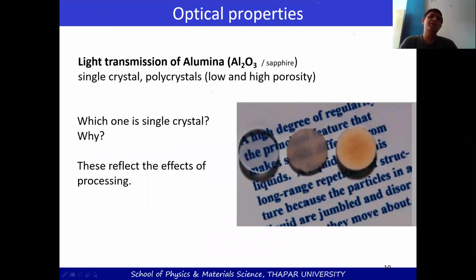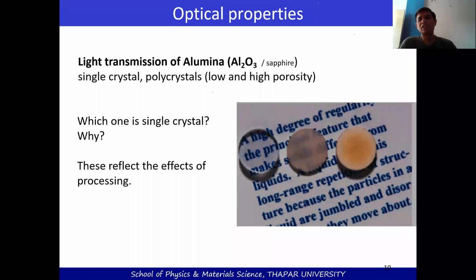Another example which makes a correlation between the structure of the material and its property can be seen here. You can see there are three tiny pieces of a disc-like geometry of sapphire. Sapphire is basically an ore of alumina, which is called Al2O3. Technically, it is called aluminium oxide. And what we are looking at is the transmission of light that is happening from these three different pieces.